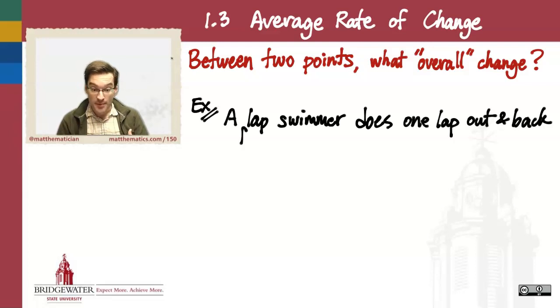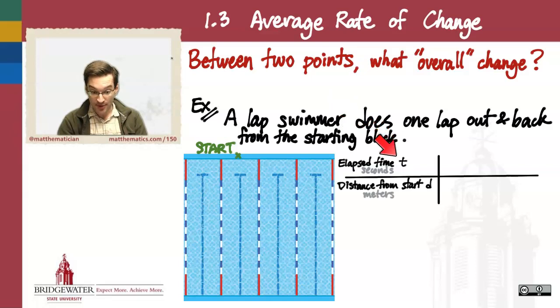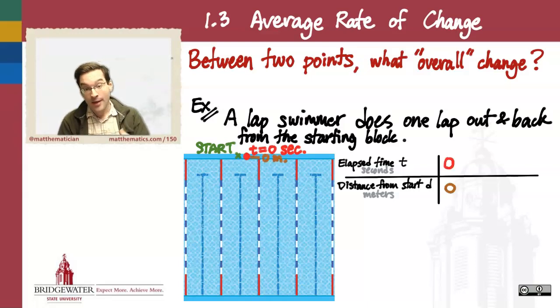So here's an example. Suppose that I'm swimming laps. I do one lap out and back from the starting blocks in a swimming pool. I can measure a relationship between the amount of time that's elapsed in seconds and the distance that I am from the starting block, measured in, let's say, meters. So as an example, at t equals 0 seconds, I'm on the starting block, and so that corresponds to a distance of 0 from the start. And then maybe 5 seconds later, I've covered a distance of 20 meters from the beginning.